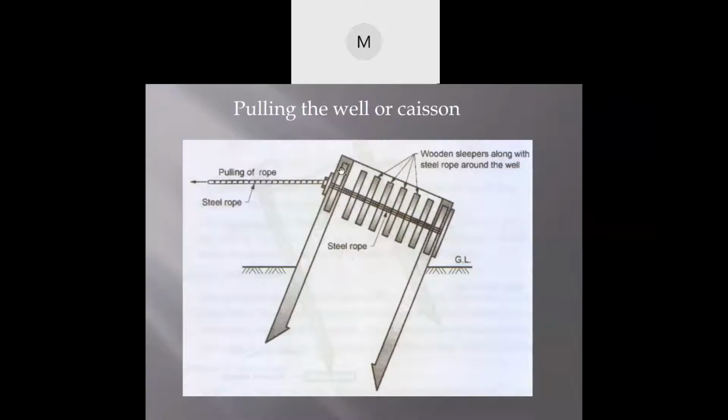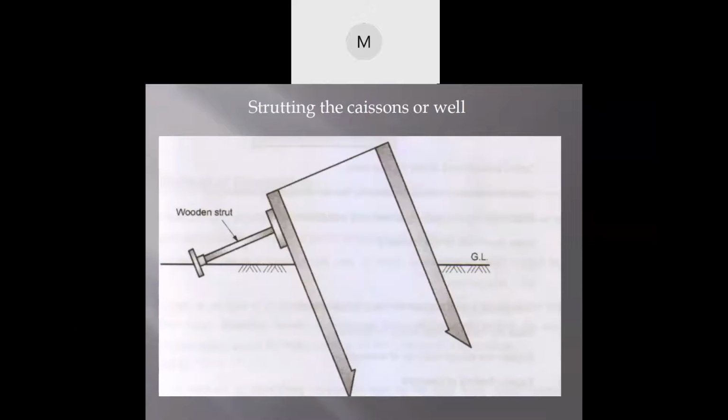Now look, this wheel or caisson can be pulled up, but this also requires a lot of time and energy, and resources are also required, heavy machinery and all. First of all, you have to put wooden slippers, and then you have to tie it with a steel rope. Then it is being pulled with a rope. So this is a very difficult task also. The initial ones are very simple.